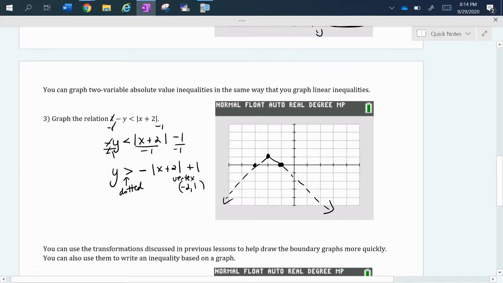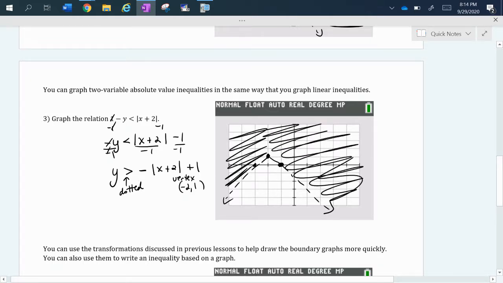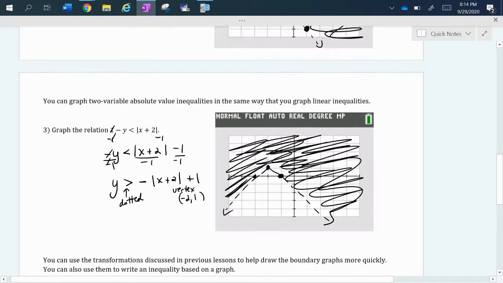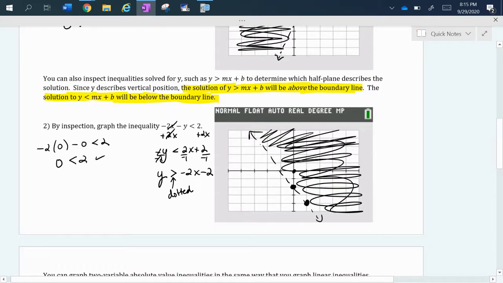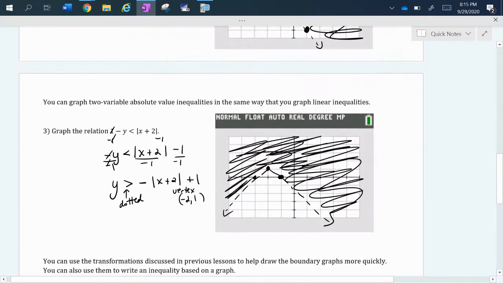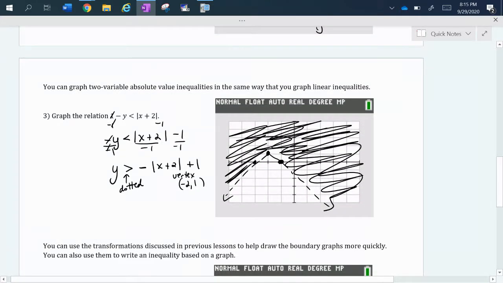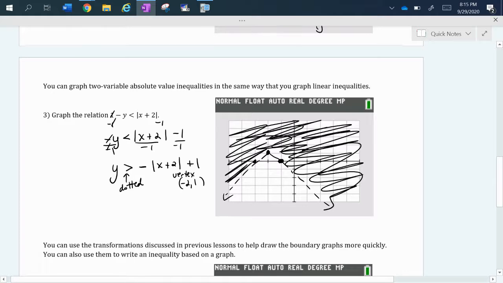And since I see y is greater than, that means we want to shade above. So I'm going to shade above. In this case, I don't think it's necessary to do a test point because it is very obvious that the points greater than or above are the solution. So we can graph a linear inequality and make a boundary that's a line, or we can graph an absolute value inequality and make a boundary that is an absolute value function.